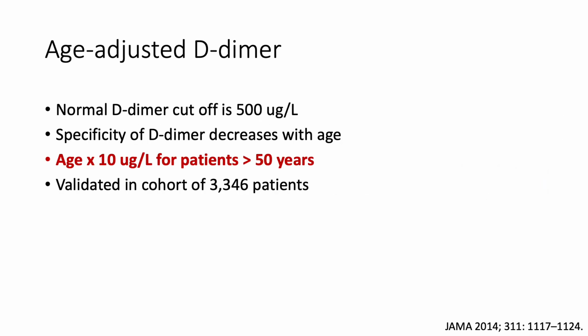Now, the normal D-dimer cutoff is less than 500, but the specificity of the D-dimer does decrease with age. And so people wondered, what if we used an age-adjusted D-dimer? And so you can multiply the age of the patient by 10 micrograms per liter, and that will give you an age-adjusted D-dimer. This was validated in a large cohort of patients, and so we do often use age-adjusted D-dimer. So if I have a 65-year-old patient, their D-dimer cutoff would be 650.